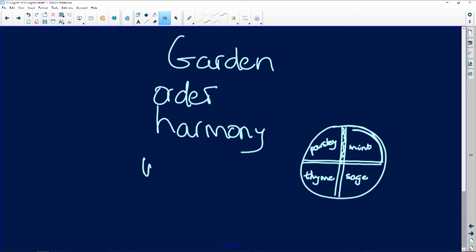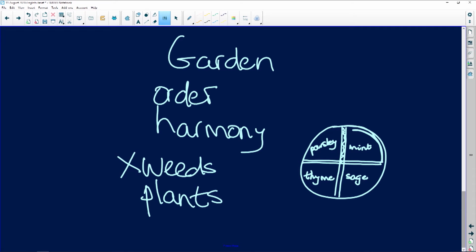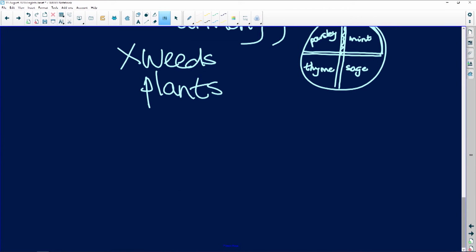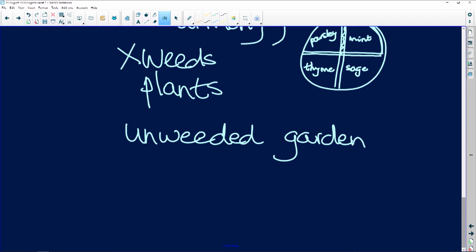You want to weed your garden, so the weeds are removed from your garden so that the plants that you want to grow can grow. So we think of a garden as a symbol of order and harmony and pleasantness, maybe tranquility, peacefulness, peace, something like that. But if we're looking at Hamlet, we're told that Denmark is an unweeded garden that grows to seed.